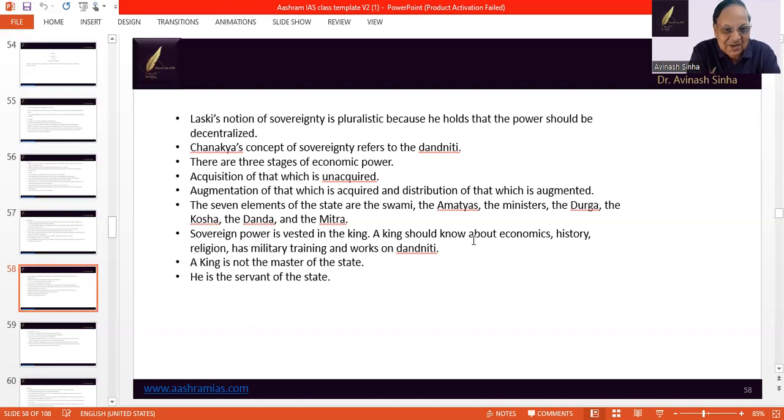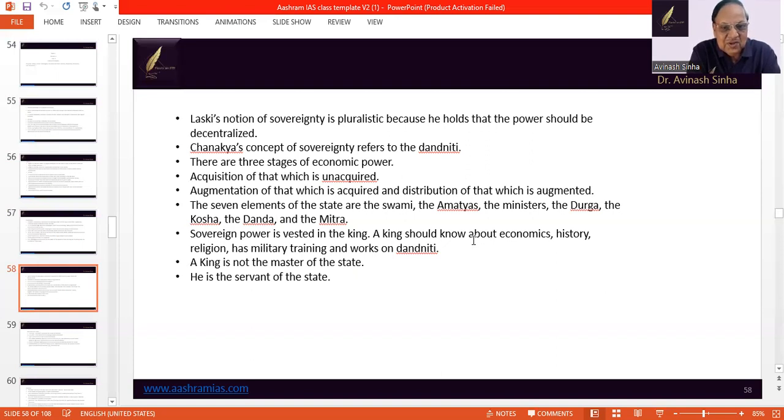Second, augmentation of that which is acquired. And distribution of that which is augmented. See, these are three basic stages of the economic power.